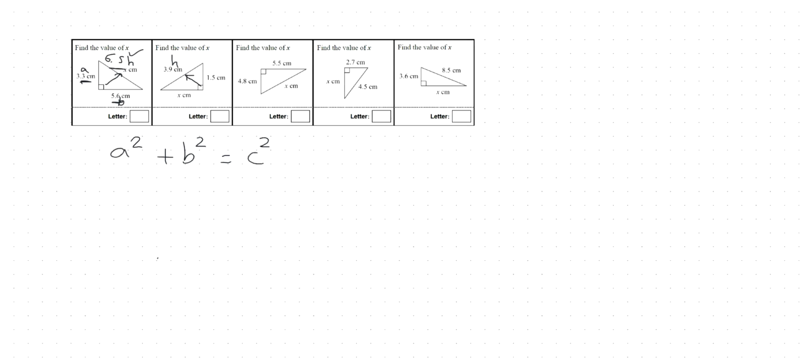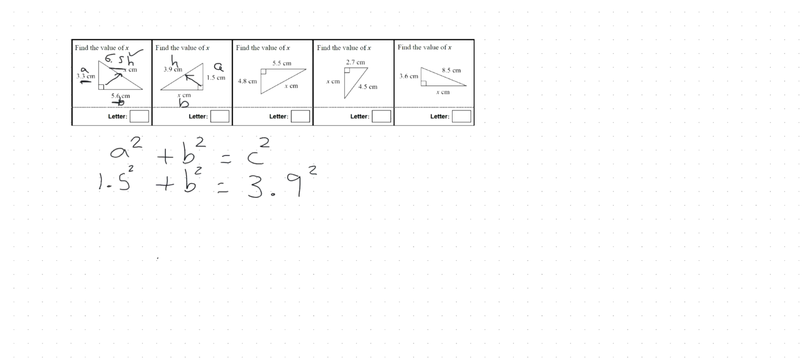I now know that I've got my shortest side, 1.5, which is my a. But I'm looking for my b. So 1.5 squared add b squared equals 3.9 squared. Okay, so I've already got the hypotenuse.